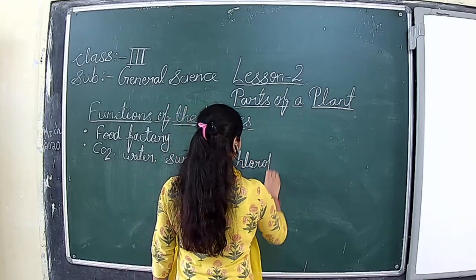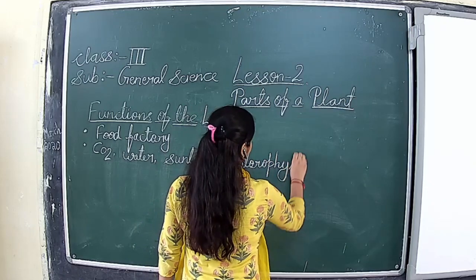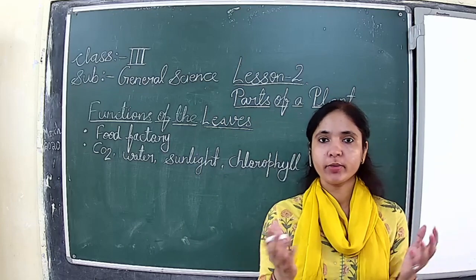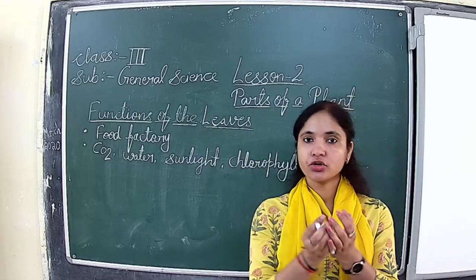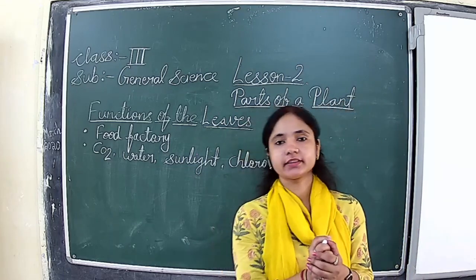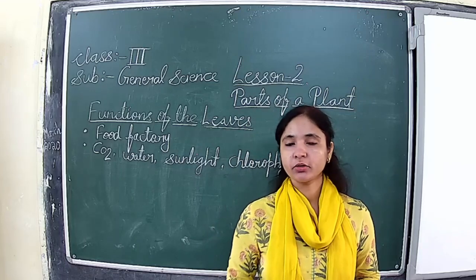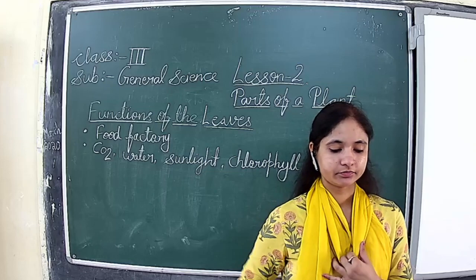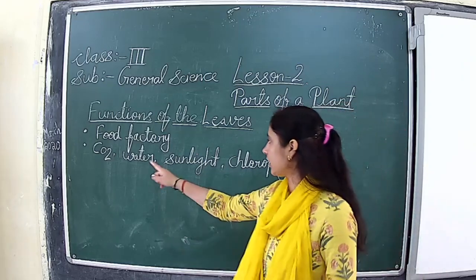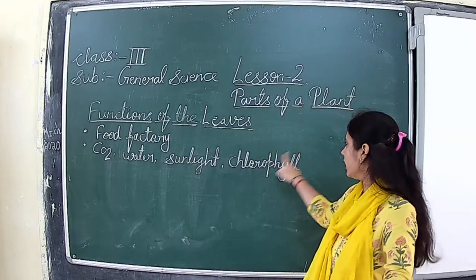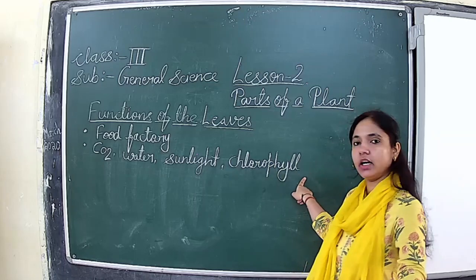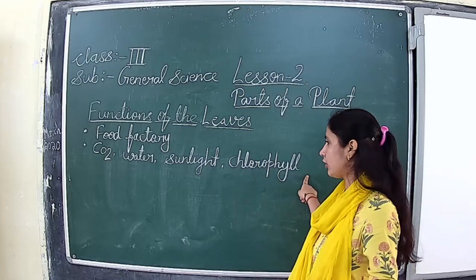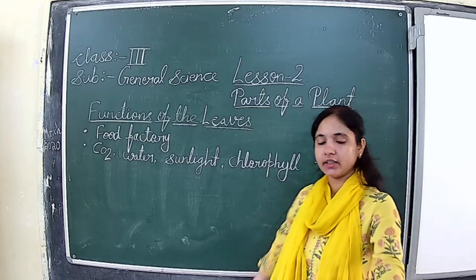If the leaves are yellow, it cannot manufacture the food. For proper function, the leaf should be green. It should be full of chlorophyll. Otherwise, it will not be able to manufacture or cook the food. So here, what is the requirement? Carbon dioxide, water, sunlight, and chlorophyll. These are required to make food for the plant by the leaf.